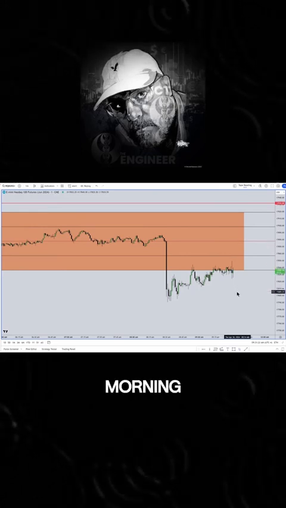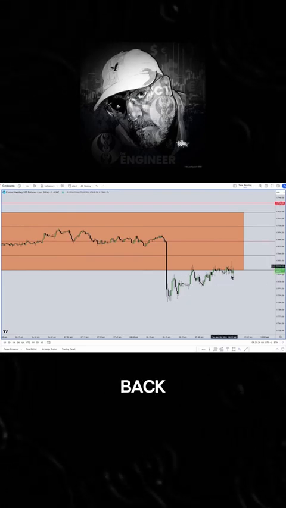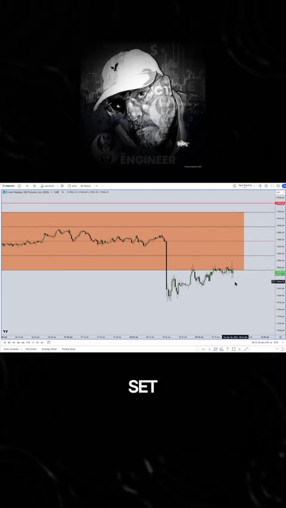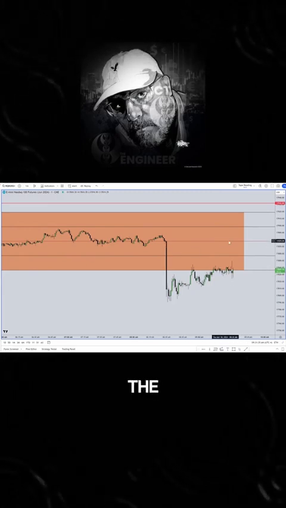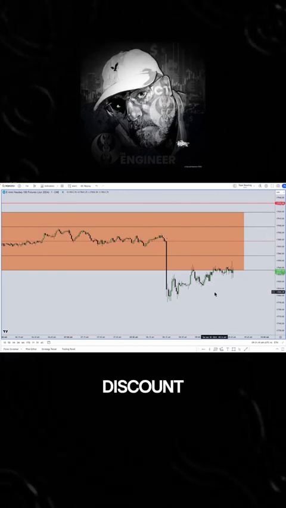So in a morning like this, see how we have just basically the drifting, grinding back up in there. Now we have an opening range gap that has gapped lower than where we settled the previous session. We have all this SIBI. Midpoint of the gap is here. We have relative equal highs here. We're opening in a discount.